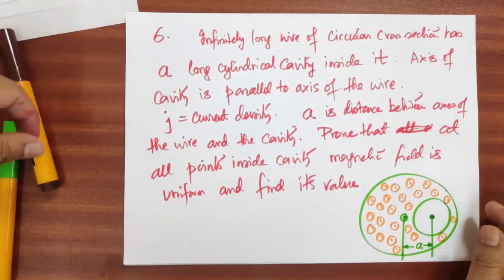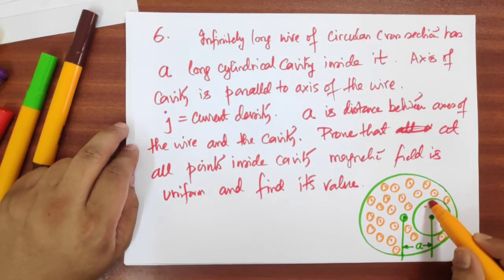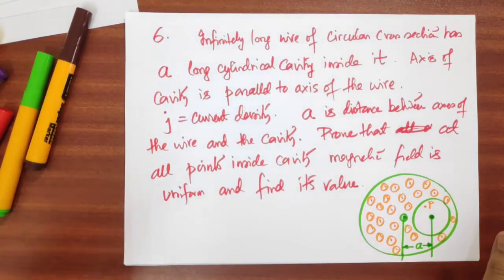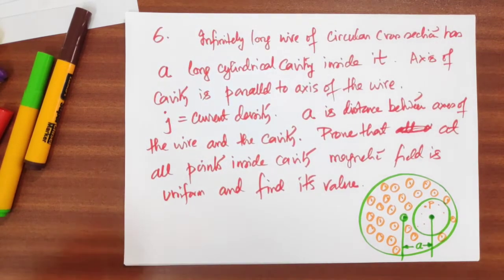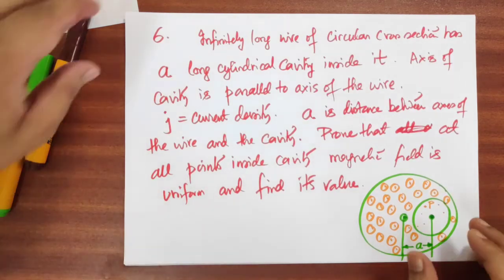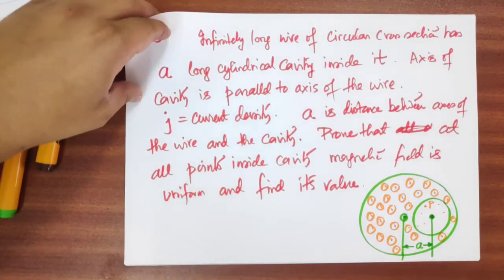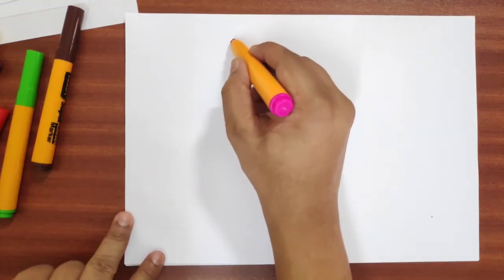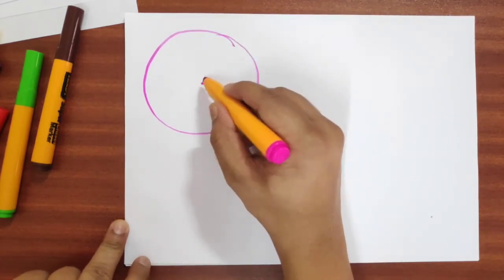So you have to prove that at any general point, suppose a point P inside the cavity, the field is uniform. That means at point P and all points inside the cavity, the field is the same, and you have to find its value. So let's start with a fresh diagram, and in this type of situation we apply the principle of superposition.